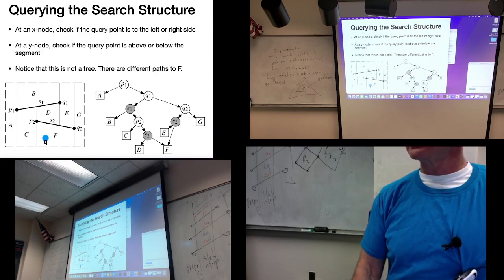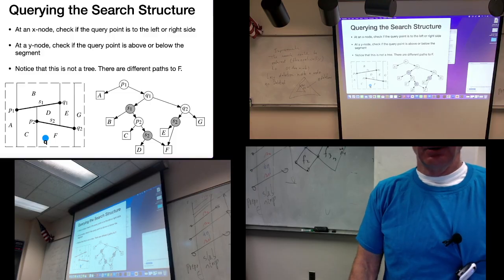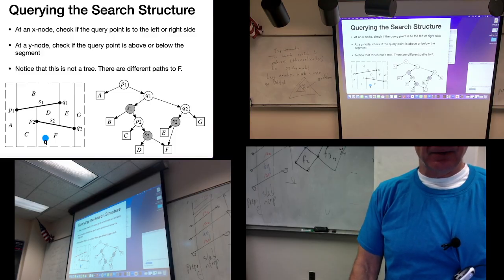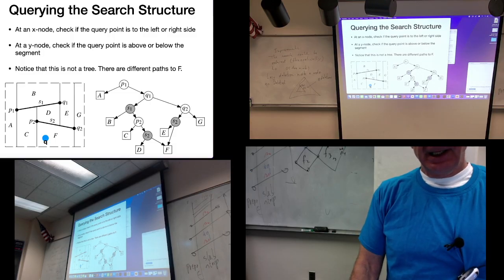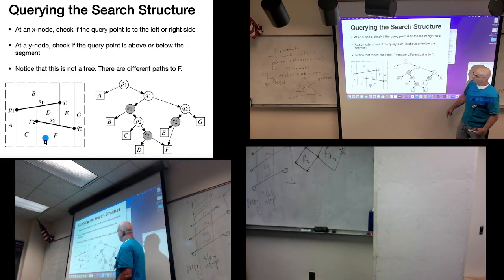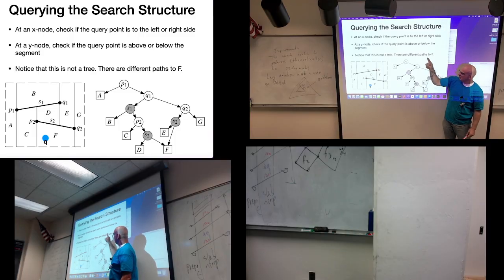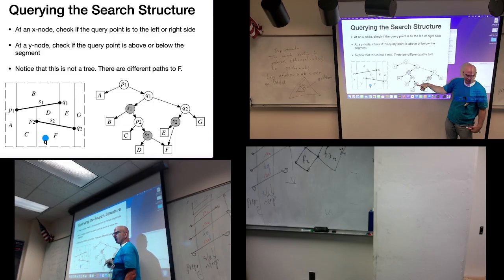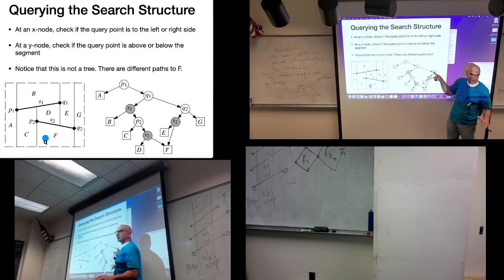Q just landed on us. We will just announce this query point Q, and let's work on it together. What would be the search path? Remember two types of nodes. Shaded ones are the Y nodes: are we above or below the segment? White ones are X nodes: are we to the left or to the right of an endpoint? We don't care about the height, just left or right, just the X coordinate.